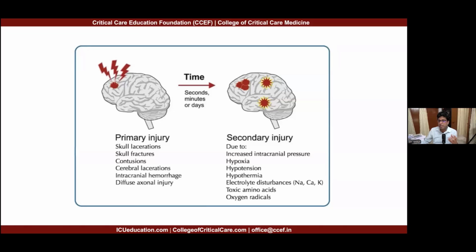And secondary brain injury doesn't happen just after a few minutes or a few hours. It may take a few days to develop.